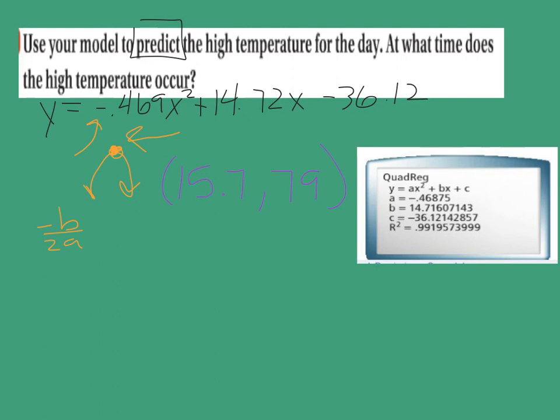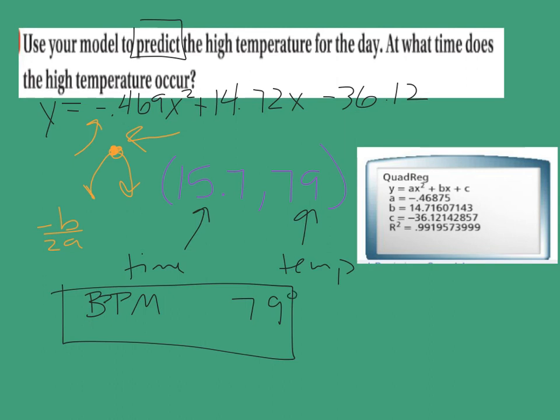So if you remember, the x was your time and the y was your temperature. So when I'm looking to predict the high temperature for the day and what time does that occur at, again, this is military time for your x value. So if I want to figure out what actual time it is, if I subtract 12 from that, that'd be 3 p.m. So around 3 p.m., my high temperature for the day is 79. Right there, using your vertex.